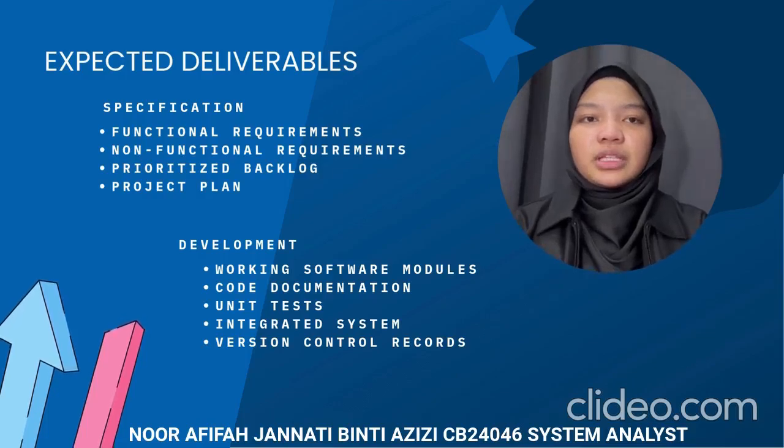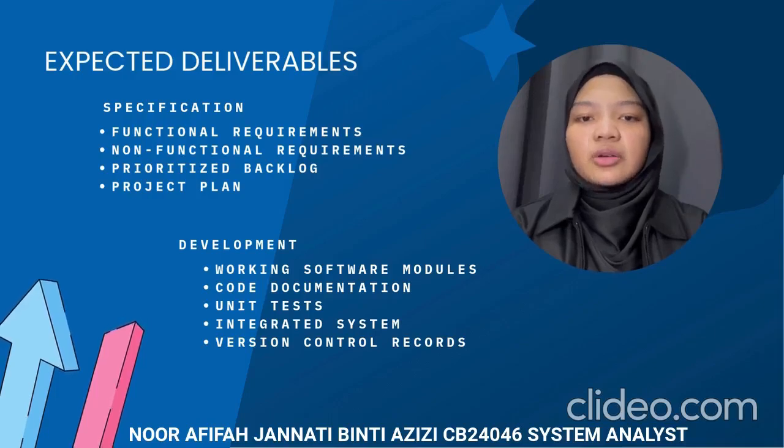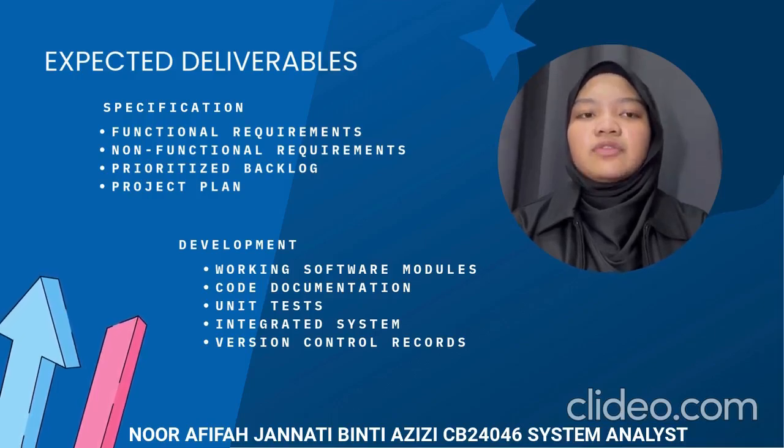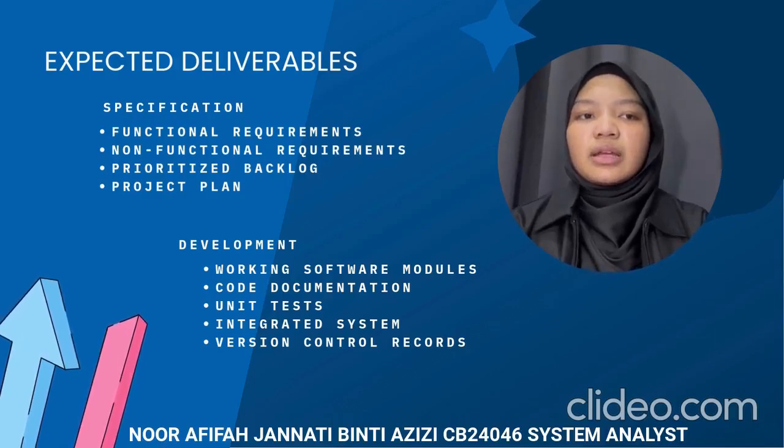Next, question 4b, expected deliverables for each process activity. First, specification. The expected deliverables for the specification phase involve creating detailed documentation that outlines the project goals, requirements and features. This includes a requirements specification document, which lists all the functional requirements and non-functional requirements. Additionally, a prioritized backlog is created, which breaks down the features into smaller, manageable tasks that can be developed gradually. Lastly, a project plan or timeline is developed, outlining the milestones and deadlines for each increment.